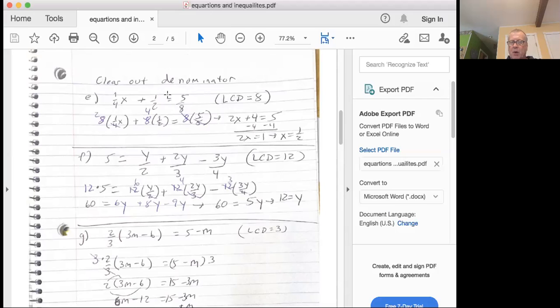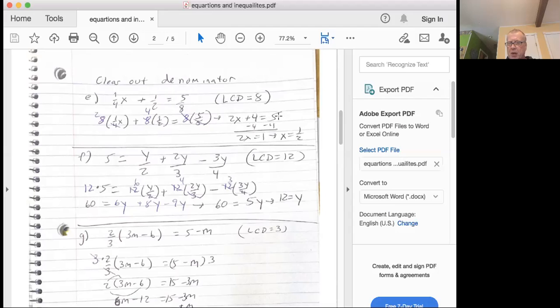So I multiply the 1/4 by 8. 1/4 times 8 is 8 over 4, or 2. So that gives us a 2x. That's where this comes from. I multiply the 1/2 by 8. 8 times 1/2 would be 8 over 2, which reduces to be 4. That's where this comes from. And then I multiply the 5/8 by 8. 5/8 times 8 is going to be 40. 40 divided by 8 is 5. That's where the 5 comes from.